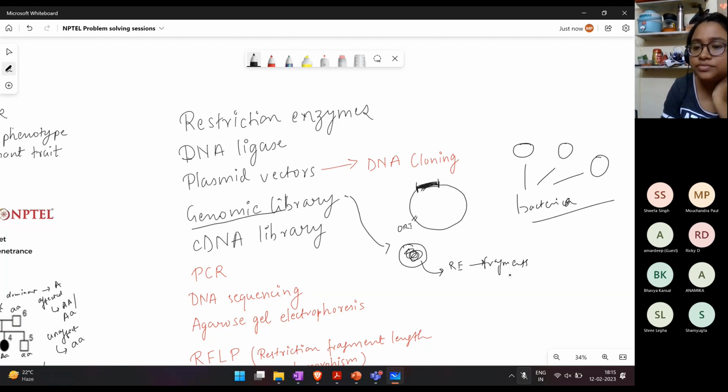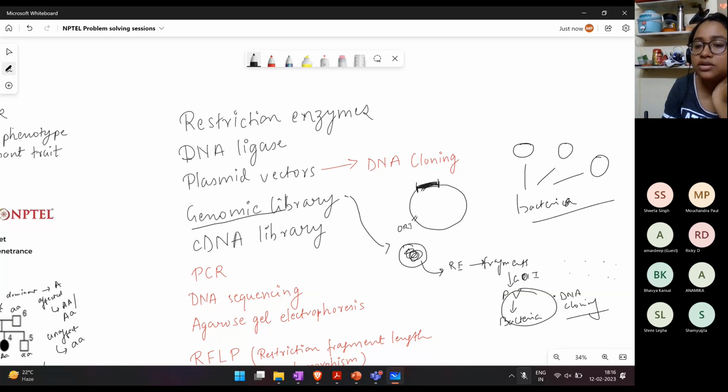Now these fragments can be called your gene of interest, and ligated within plasmid vectors, written as PV. And these plasmid vectors are then transfected to bacteria, and then you have done what is called DNA cloning. In this way, you have made the DNA fragments available in the form of separate bacterial colonies.